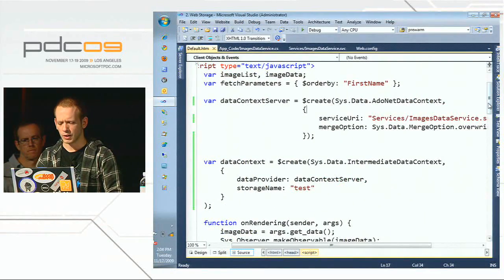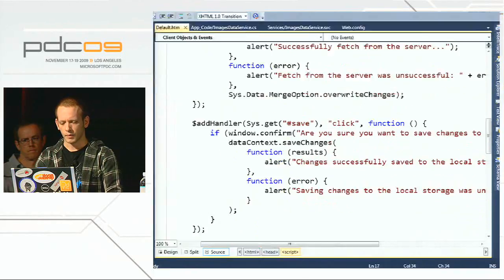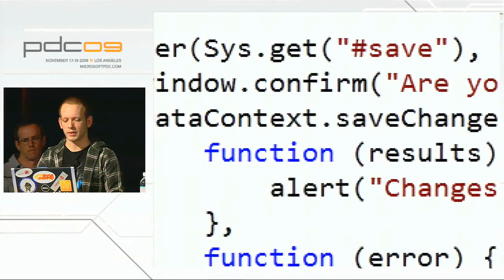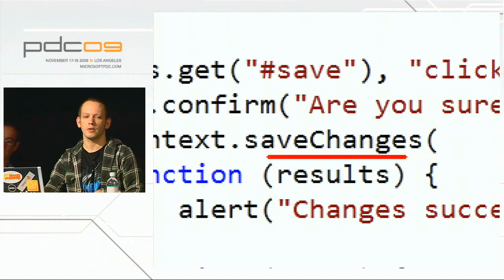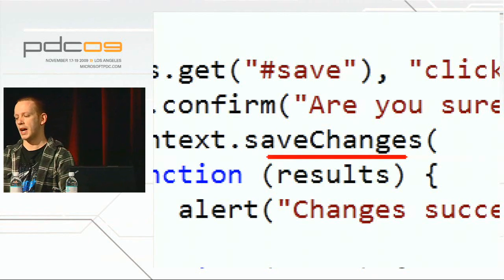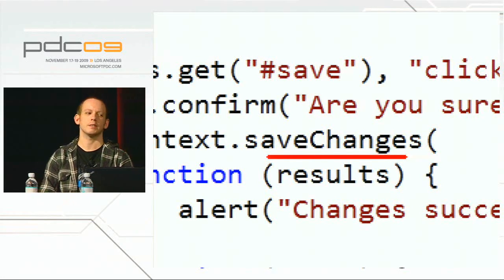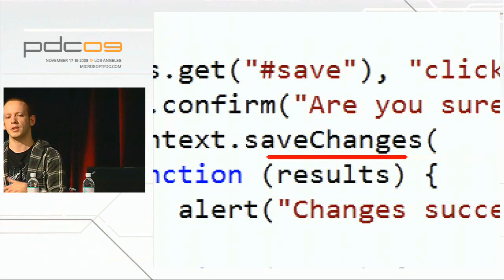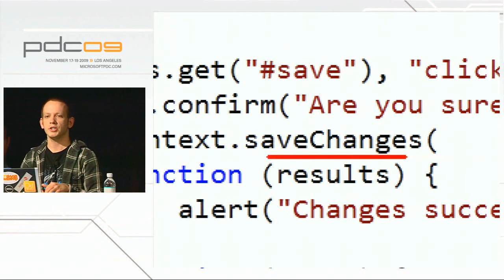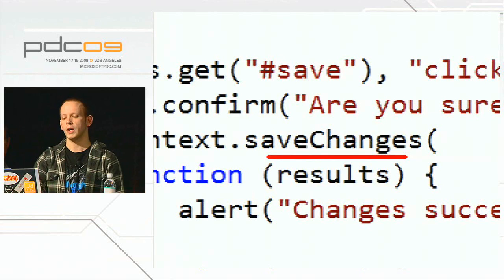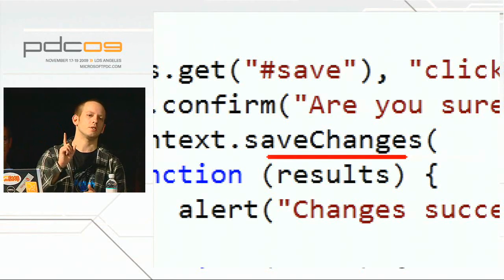In fact, if we look at the code for the save changes, you'll notice that all it is is simply calling a method, saveChanges, right there. So saving to the local storage is extremely trivial, and then you just have some success and failure callbacks. One of the great things about the data context is that it automatically tracks your data. So I say, give me all people from the server. Any changes that I make, it's going to track, so all I have to do is simply call saveChanges.